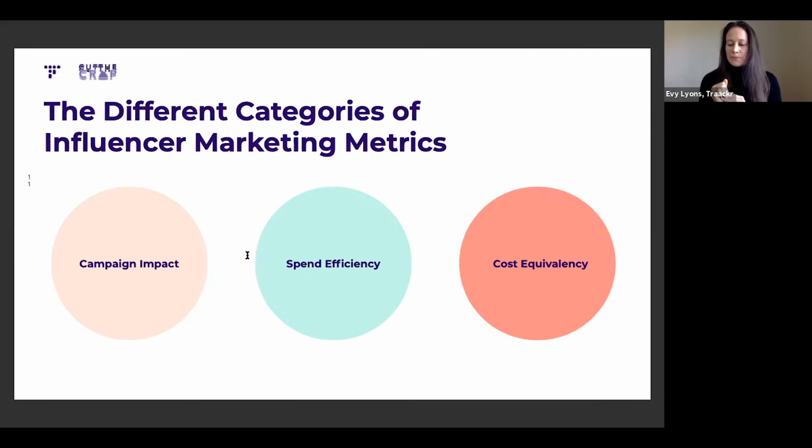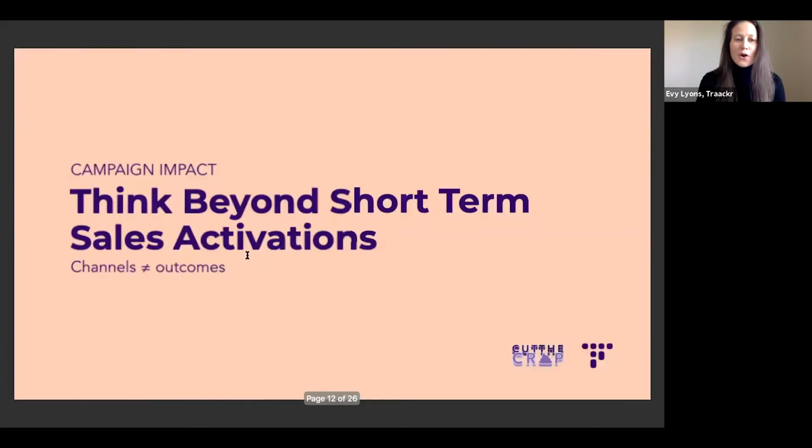And then you've got the cost equivalency metrics, when you're trying to compare the practice of influencer marketing to other potential channels that you have at your disposal, and how do you decide which type of program is better, or which one is outperforming the other. And so we're going to jump into all of them. We're going to take them one by one. So Lauren, can you just talk a little bit about how you approach campaign performance measurement?